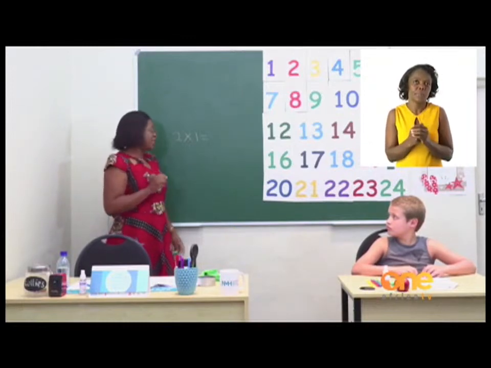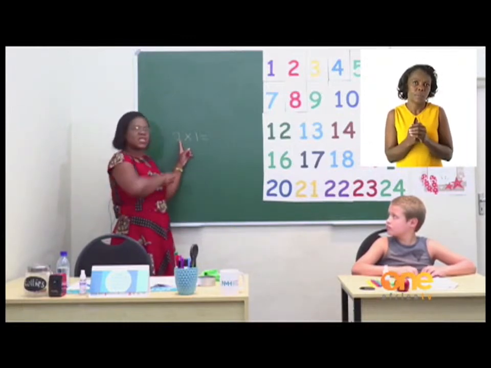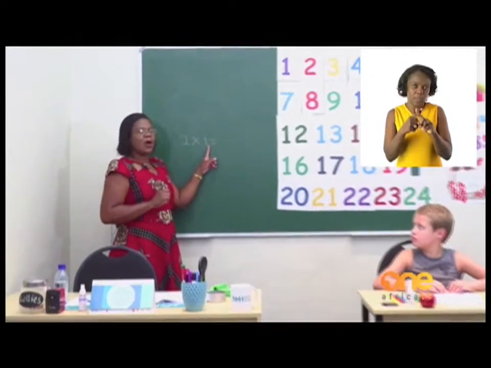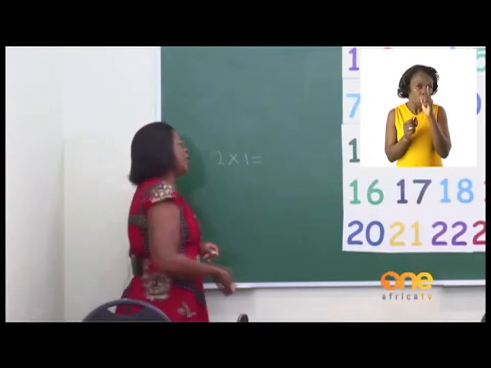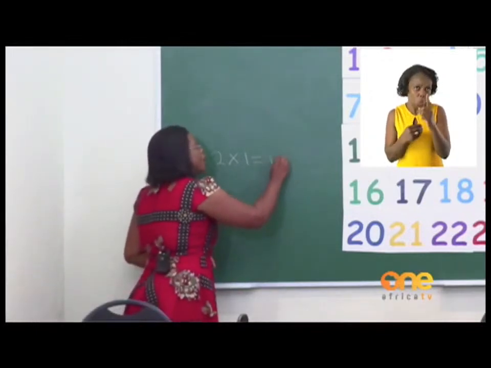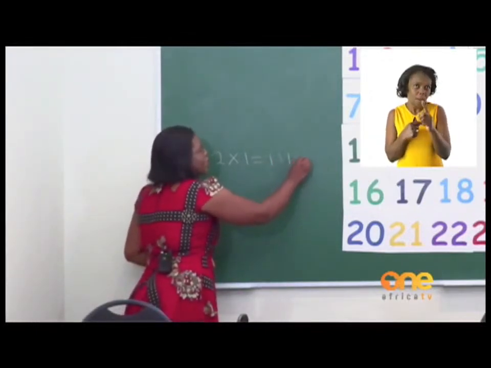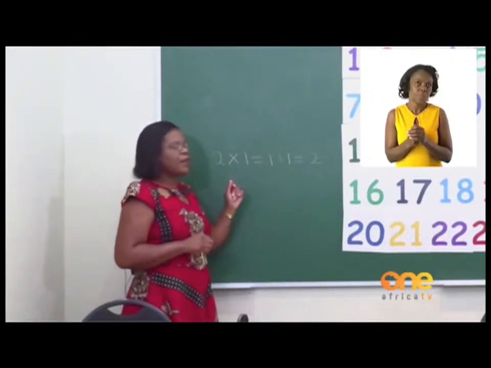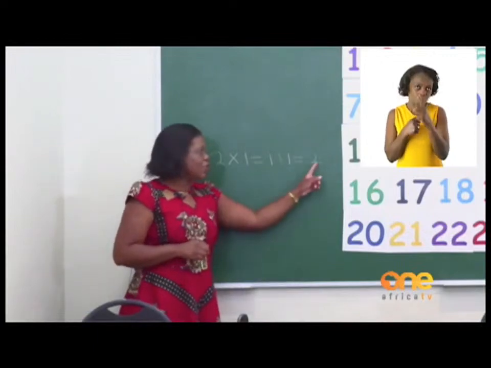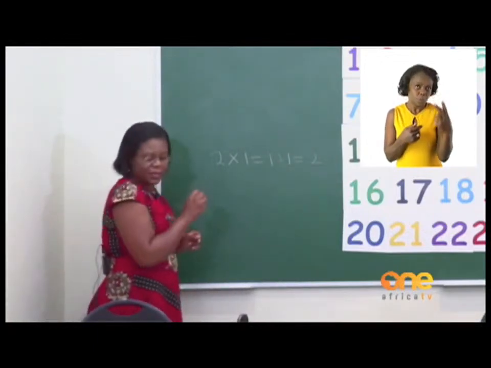It is repeated addition. So 2 times 1. How many times should we add a 1? We add it 2 times. Therefore, we say 1 plus 1. So what is the answer? Our answer is 2. So 2 times 1, now we know the answer is 2. Let me give you the second example.